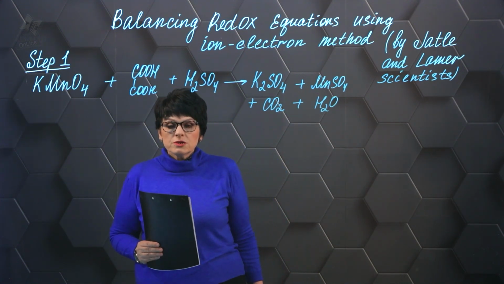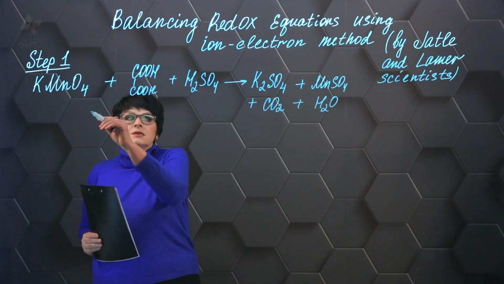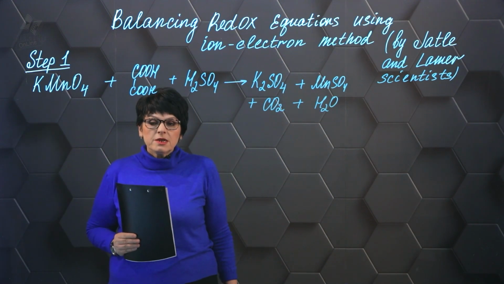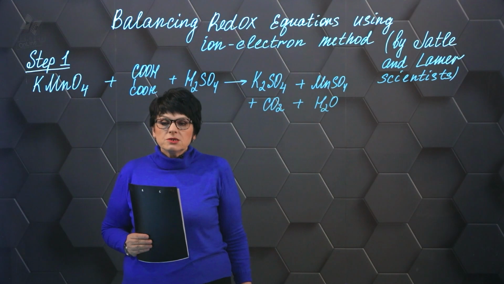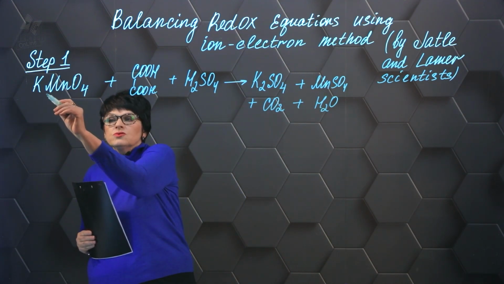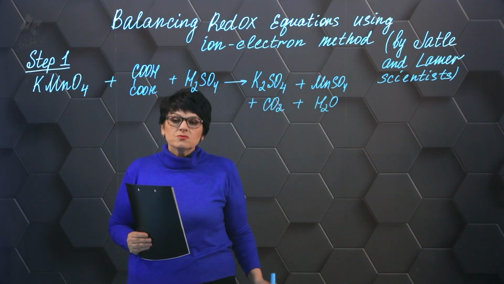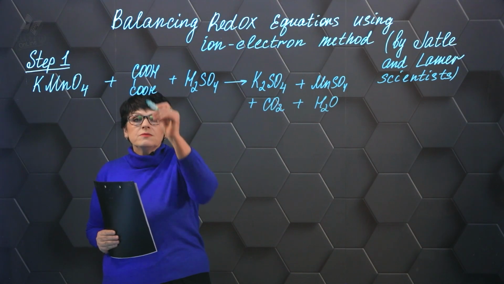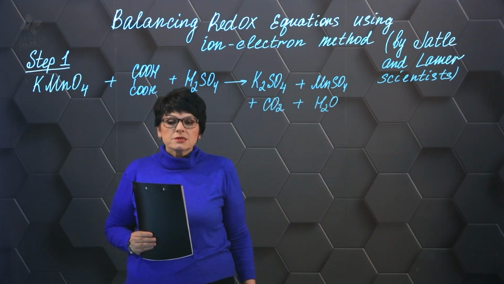So how does this method work? Step 1. To begin, it is necessary to isolate the electrolyte substances in this chemical reaction. If a substance is classified as an electrolyte, it will undergo dissociation. An example of this is potassium permanganate, which will dissociate into potassium and permanganate ions due to the solubility of all potassium salts.